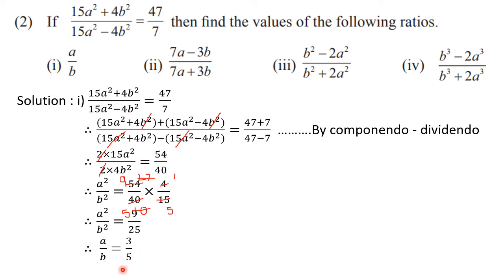Now by using these values, we are going to do it further. As I have said, same as the first one, only one step we have to increase here. That is invertendo to get the final answer. We have to start with this a upon b is equal to 3 upon 5. Then what we can observe here is the numerator is 7a and the denominator is 3b. So we will multiply both the sides by 7 upon 3 and then we will go for componendo dividendo. Okay, so let's see how to solve the second one now.